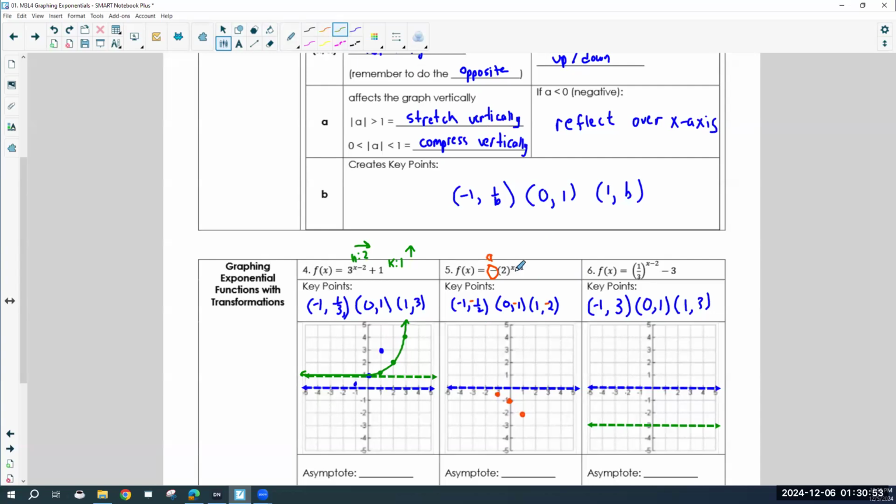And then from here, we can move h because h is -1. So now I can take the red points and move them to the left 1. That would be my graph right there.